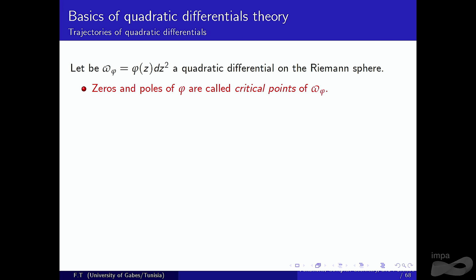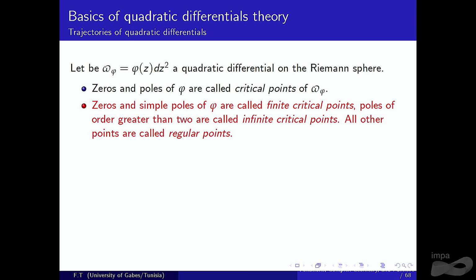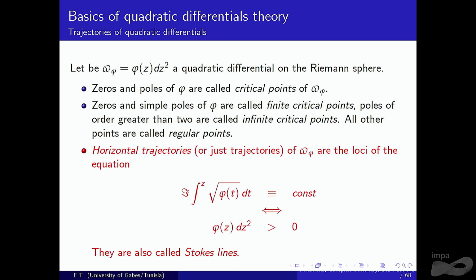So now, given a quadratic differential on the Riemann sphere, given a non-trivial rational function, we define the critical points of our quadratic differential as the zeros and poles of this rational function phi on the sphere. We have two types of critical points. We have finite critical points that are zeros and simple poles, and infinite critical points that are poles of order 2 or greater. All other points are regular points of the sphere.